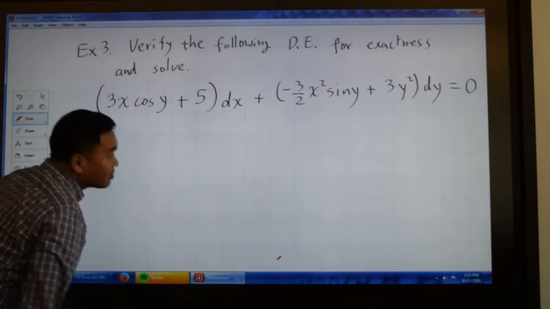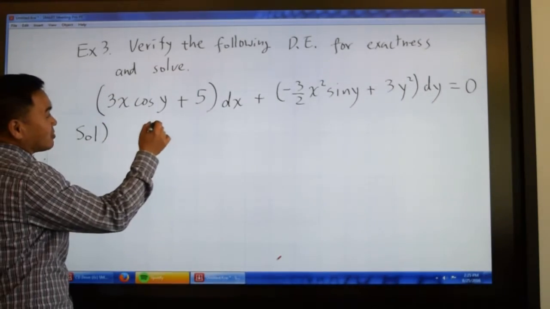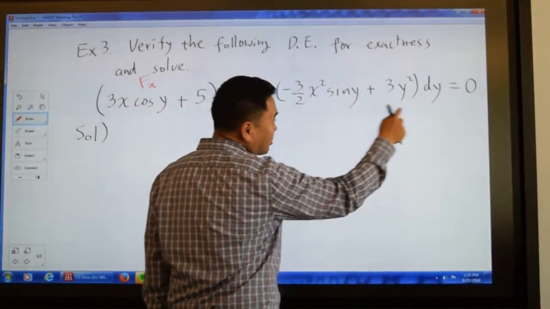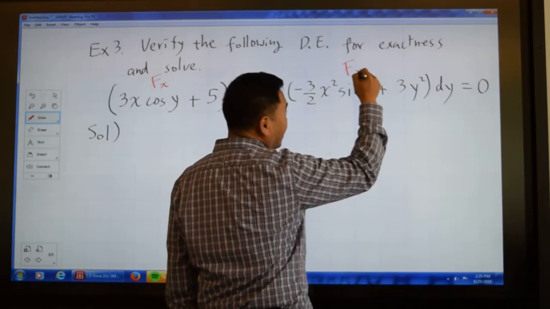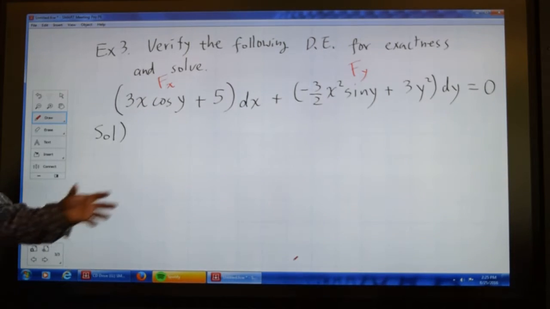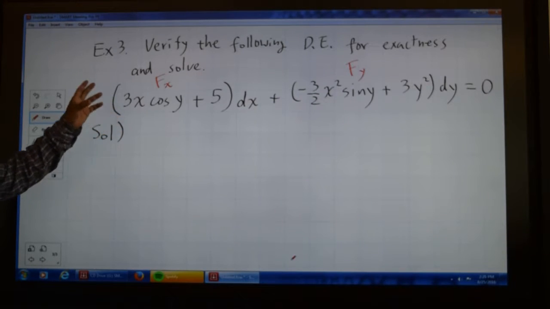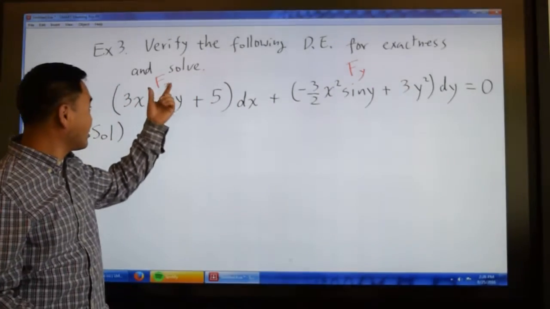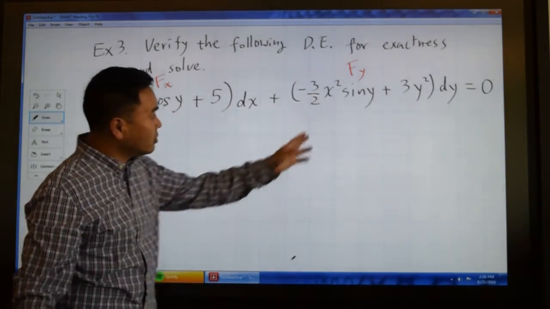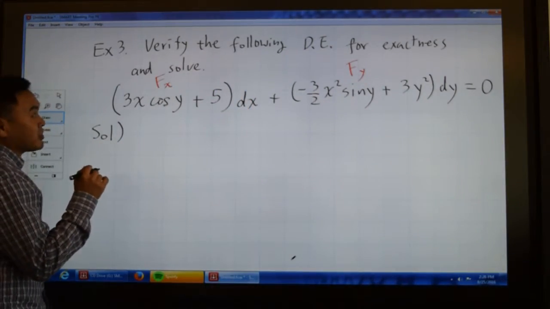Whenever you solve these exact differential equations, the first thing that you have to keep in mind is the thing that's in front of dx is f sub x, and the second one in front of dy, that's f sub y. If you know that this is fx and that's fy, then everything else just falls into their places. So it's very important that you never forget these two things. That this you should think of it as f of x, and this one you should think of it as f of y.